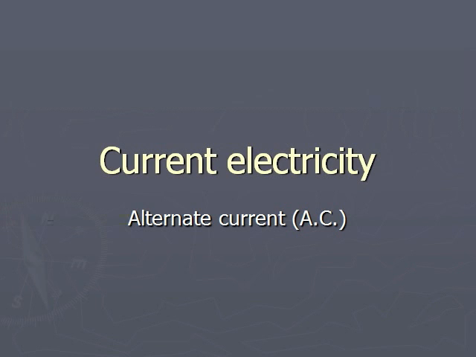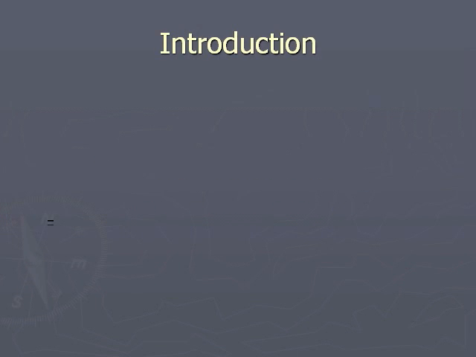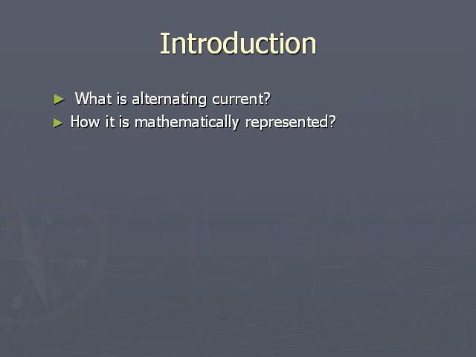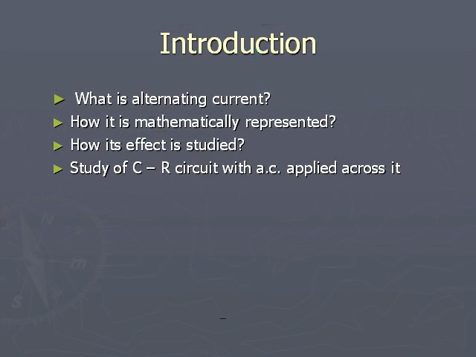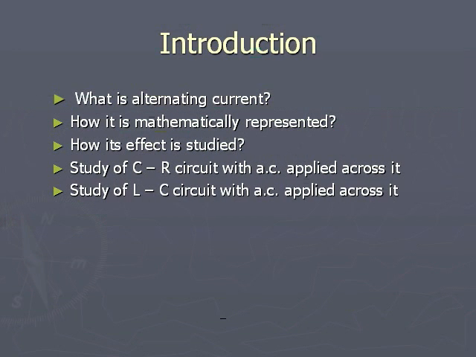Current electricity. In this chapter we are now going through alternating currents, AC currents. What is an alternating current? How is it mathematically represented? How is its effect studied? We study a CR circuit with AC applied across it.